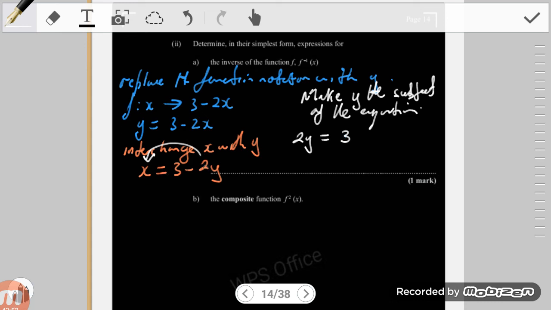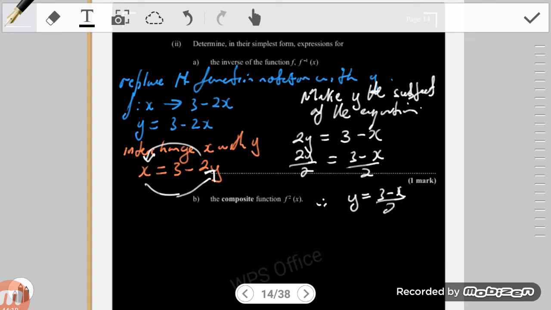Because the y came over, the x has to go back over. So we're going to subtract x from both sides. That's 3 minus x. And we're just going to simply divide both sides by 2. So we're going to have 2y divided by 2 is equal to 3 minus x, divided by 2. So our final answer here is going to be that y is equal to 3 minus x, divided by 2.